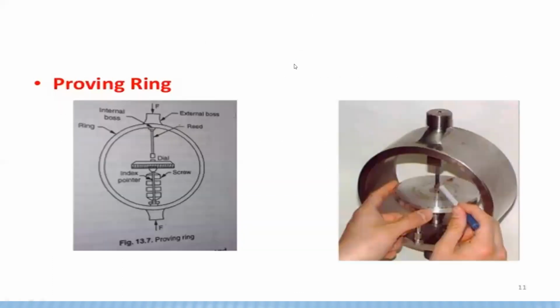You can see it is the dial. The dial is used to measure the force. The force is applied on both side centers of the proving ring. External boss, internal boss, screws, index point, dial, ring. These are the constructional details. You can see there is also a scale arranged in the proving ring. You can see this diagram.